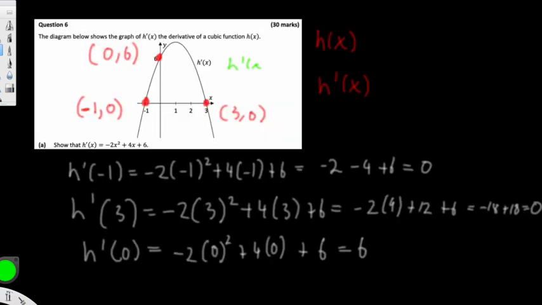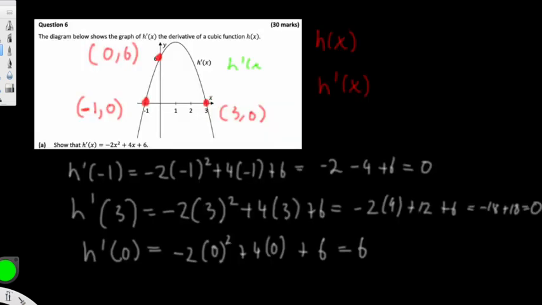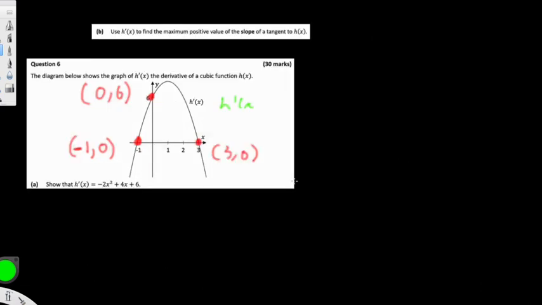Then it says use h prime of x to find the maximum positive value of the slope of the tangent to h of x. So when we do this question, we're going to need this h prime of x formula and the graph from the previous page. So let me just copy this all over. Now, we have some function h of x, and we don't know what that is yet.